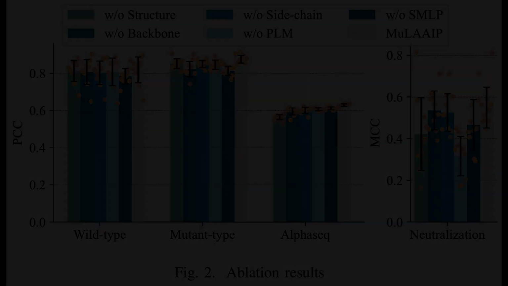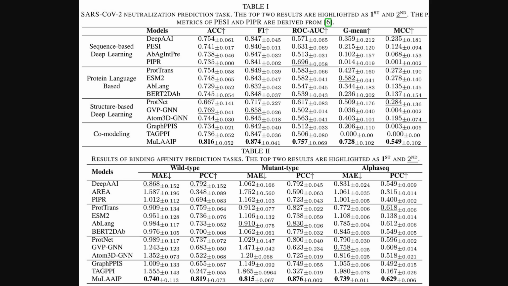Okay, so building on that idea that all parts of MuLAAIP are important, this table, Table 1, really drives that home by comparing MuLAAIP to other models on a specific task, predicting SARS-CoV-2 neutralization. They use several metrics here, including ACC or accuracy, which, just like it sounds, measures how often the model is correct, and the F1 score, a measure that considers both the precision of the predictions and how many true interactions are found.